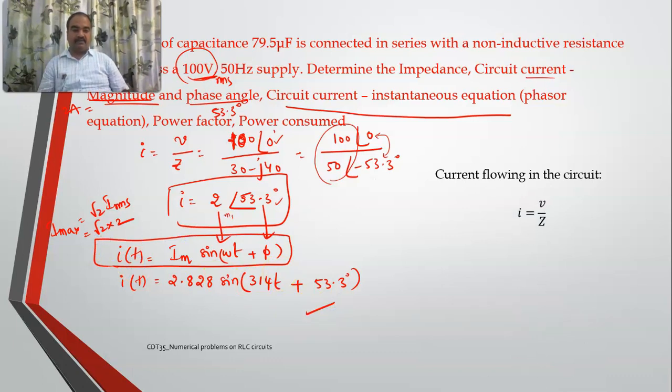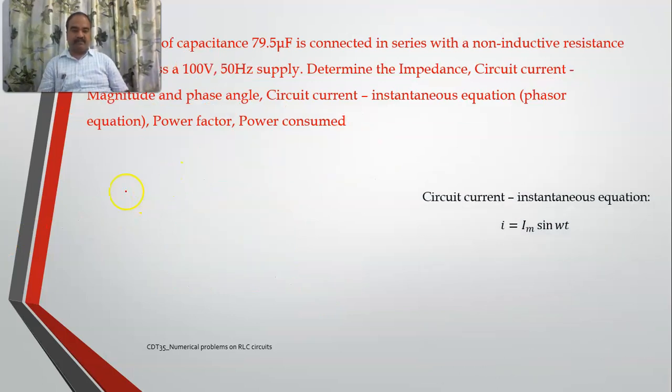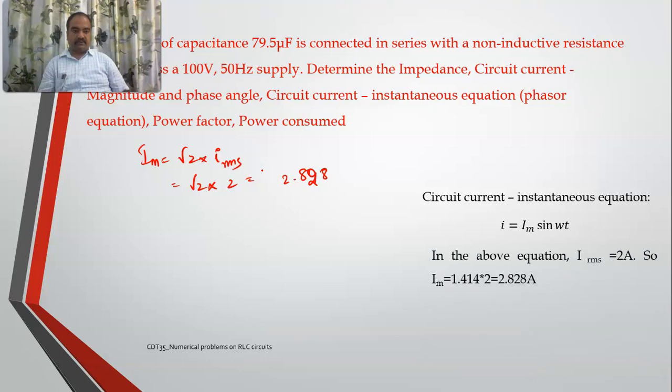Okay, so see the current that is flowing, I is equal to V by Z. I substituted these values, so this is the same thing which we have obtained here. Now the magnitude, this is the phase angle. And the instantaneous equation, see what we have obtained. Im is root 2 into IRMS. It was root 2 into 2, it was 2.828, I think. Yeah, 2.828. So if I substitute here, what will I be getting? My current is 2.828 sine, there must be a phi here, sine 314t plus 53.13. This is the angle of I which we have obtained earlier, right? So this is the way we determine the instantaneous equations or phasor equations.